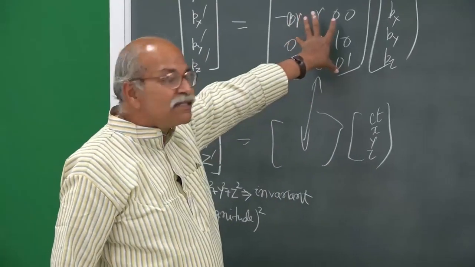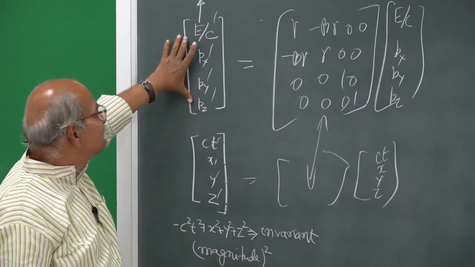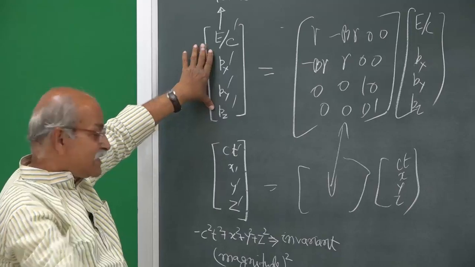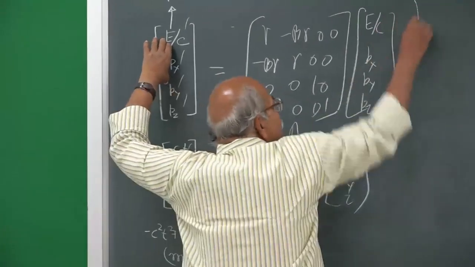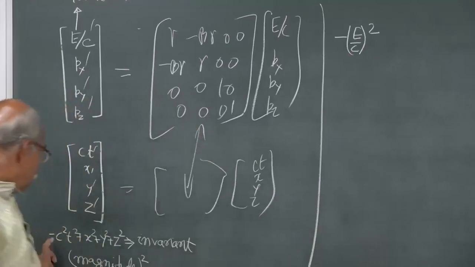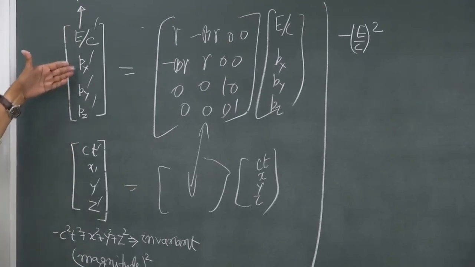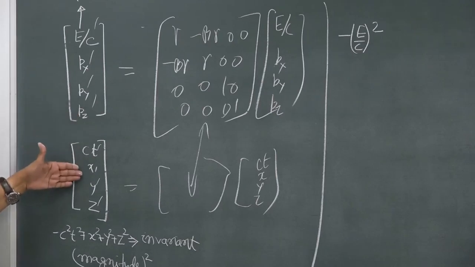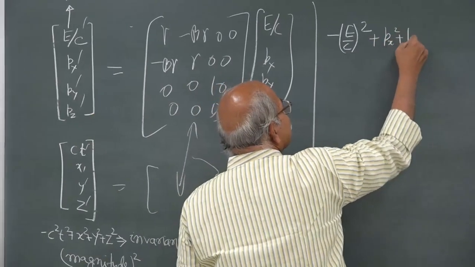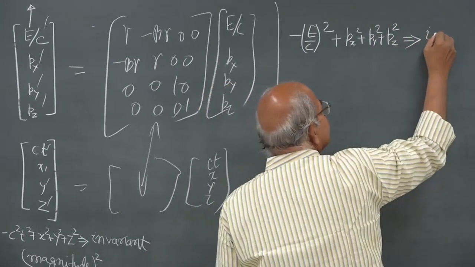Anything that transforms according to this is a 4 vector, and therefore the magnitude square of this will also remain constant when you change the frame from S to S prime, just like this. So, what is the magnitude square here? The magnitude square here is minus (E by c) square, similarly to minus (ct) square here, and then plus Px square plus Py square plus Pz square, just like plus x square plus y square plus z square.